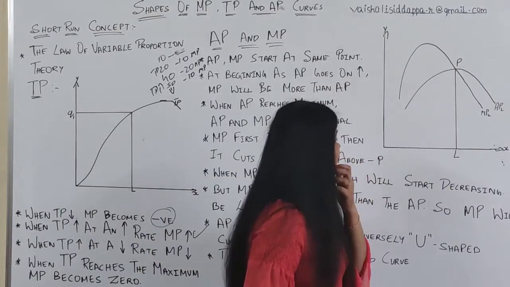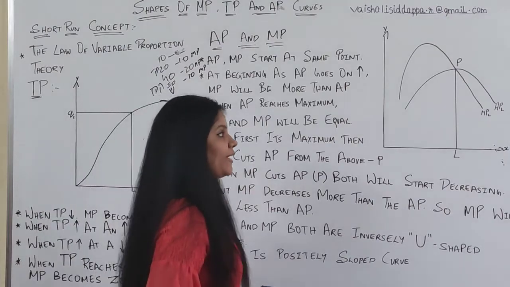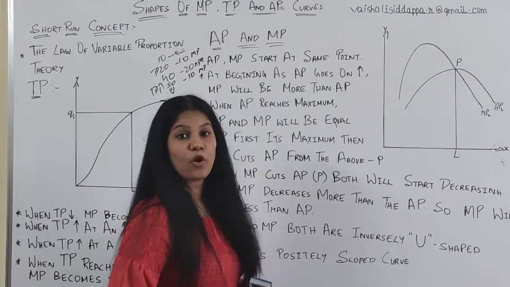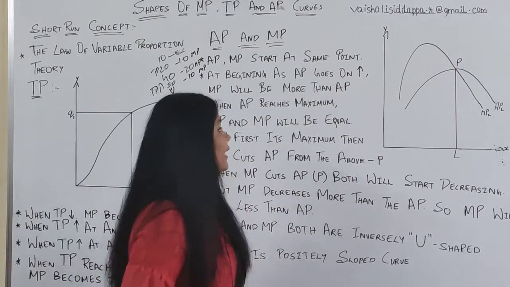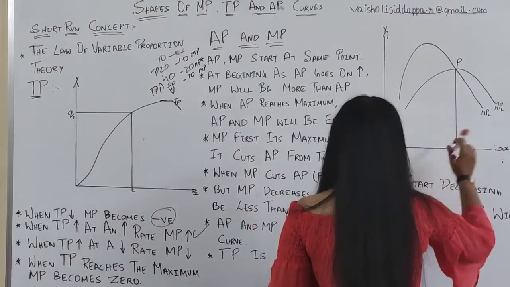On the other side, you have one more interesting diagram which talks about APL and MPL. APL is nothing but the average product of labor. MPL is nothing but the marginal product of labor. So now, by giving this, I'll start explaining it. You will get to know.